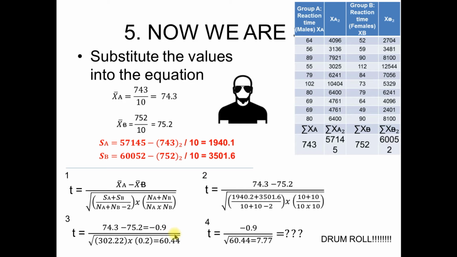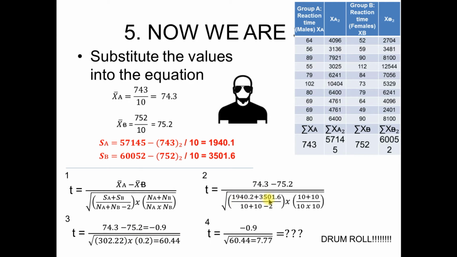So like we did previously, I want you to calculate all the BODMAS, so all the bracket stuff first, and then we'll do the square root and division afterwards. So 10 plus 10 over 10 times 10 should solve this part of the equation. We put in our values here, 1940.2 plus 3501.6 divided by 10 plus 10 minus 2. So that gives us essentially this equation here. 10 plus 10 over 10 times 10, that's 20 divided by 100, gives us 0.2.